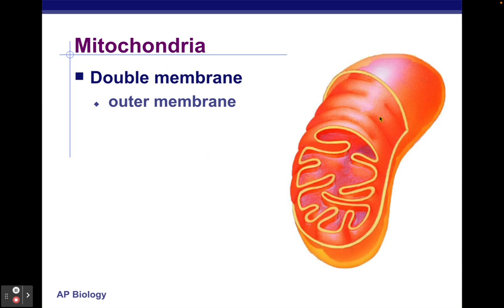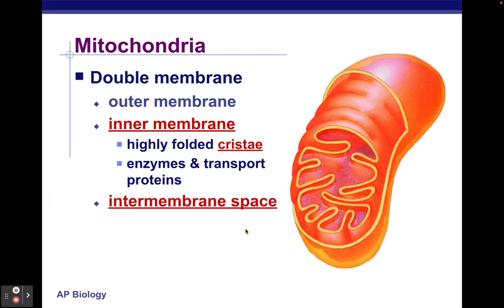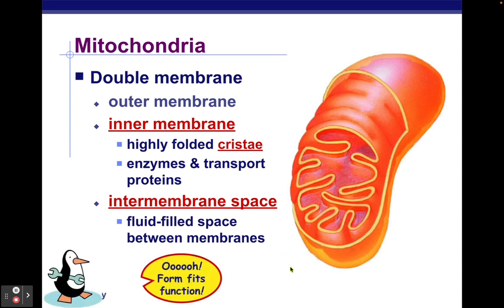The outer membrane here, and our inner membrane is where this electron transport chain occurs. It's highly folded for more space. It's got those enzymes and transport proteins. It also has an intermembrane space. So this is our intermembrane space here. It's fluid filled and it's between the membranes. Remember that, please. It's important because form is important to function always.